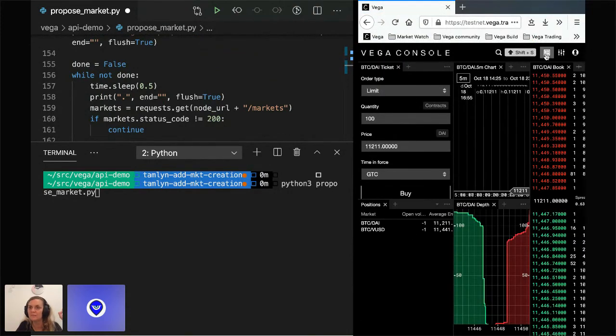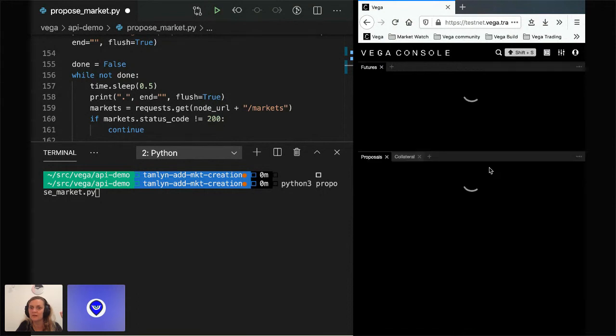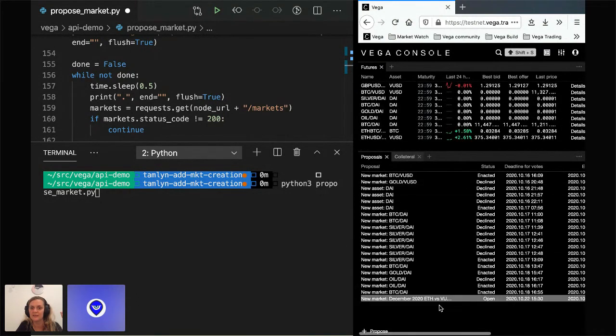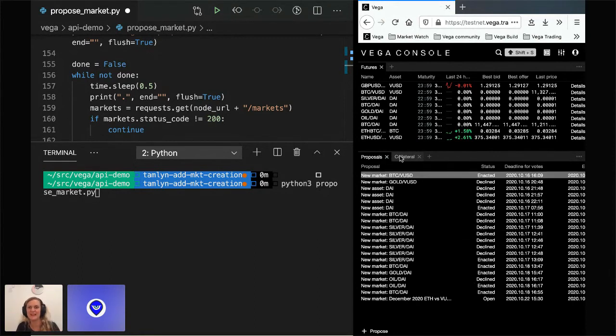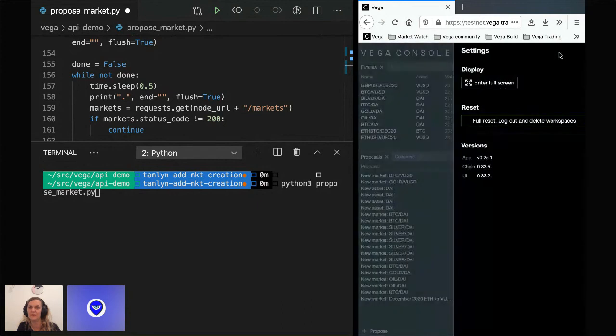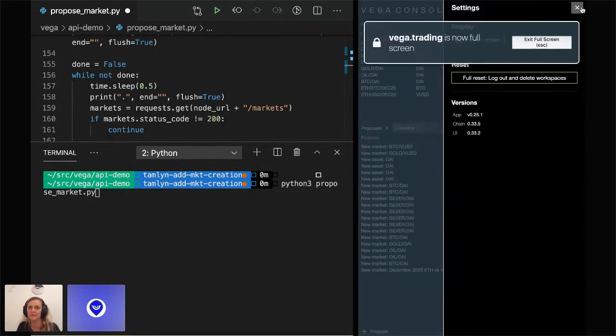Well, let's just change, there we go, back to this workspace. So we should see a new proposal come through, and it should be an open proposal, potentially, although it might not come through quick enough and it might just get enacted quite quickly because I'll be the only person voting on it. And then hopefully we'll see the market created as well. So I'll just pop this up full screen.